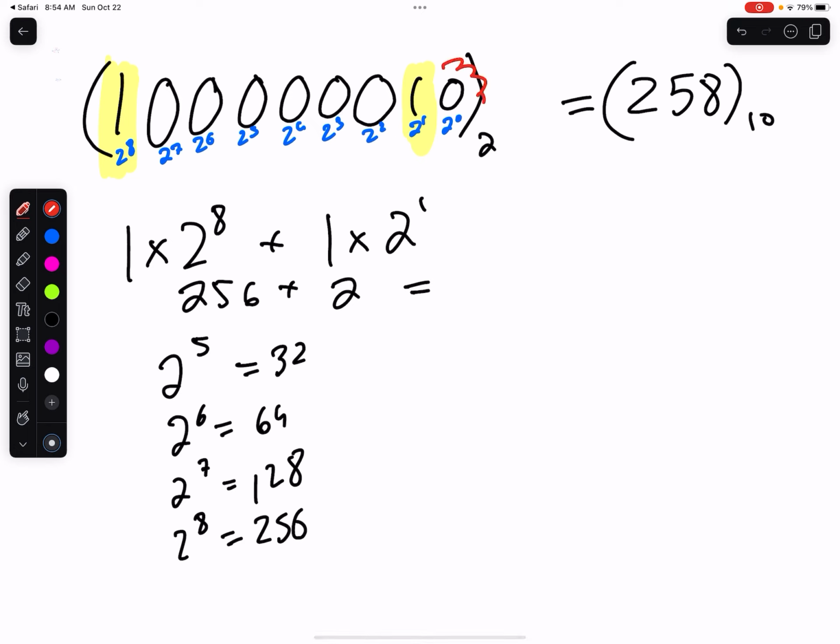Just as a little reminder, notice there was no 1 on the end. The 1's digit was 0. So we had a nice even number here.